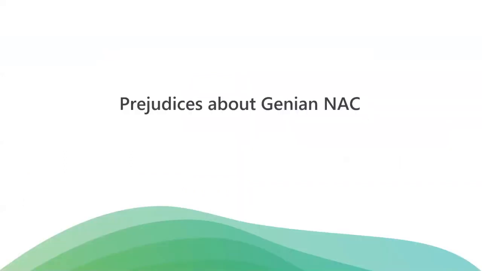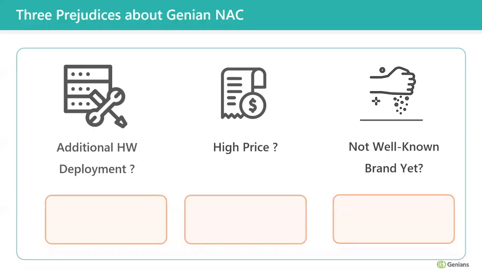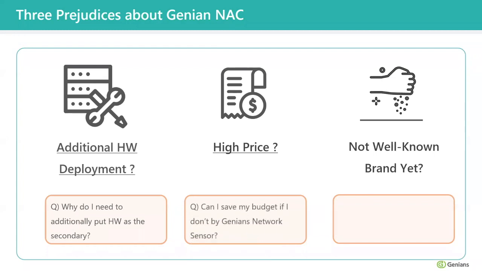Okay, the second part is prejudice about Genian NAC. I prepared three prejudices about Genian NAC most frequently asked of us. First, additional hardware deployment. Many partners and customers have been asking, why do I need to additionally put in hardware as a secondary? Second prejudice, high price. We also get this question a lot. Can I save my budget if I don't buy the Genian network sensor? Third prejudice, not a well-known brand yet. Some companies or customers are worried about Genian's reputation before adopting it. How highly is Genian NAC recognized globally?